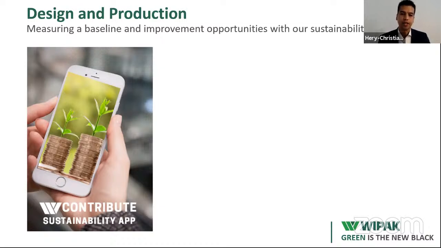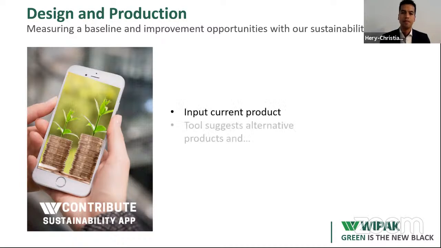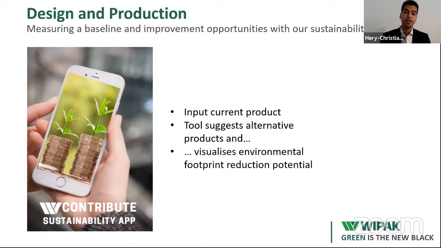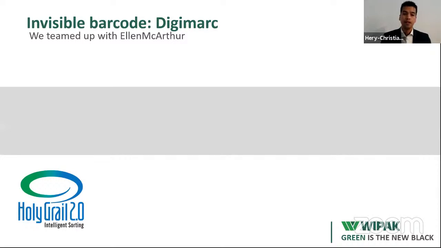We started with the strategy. So first of all, we came up with an app, a software, which allows us to compare, which we input our customers' products. The tool suggests alternatives and then visualizes the difference in environmental footprint, and thus shows you how much potential you have for reducing the amount of plastic you have, the carbon footprint, the water usage, and other things.